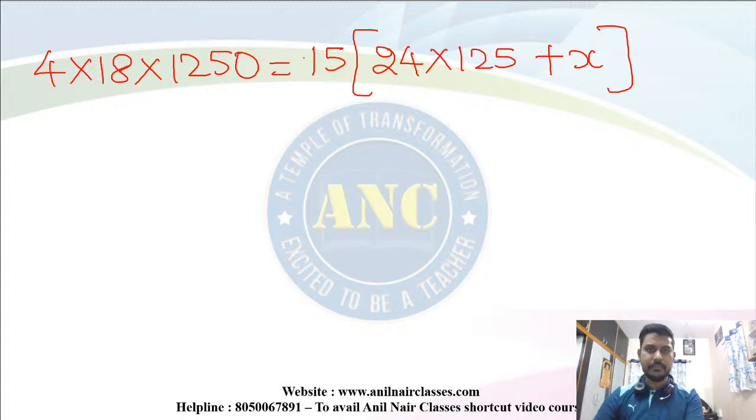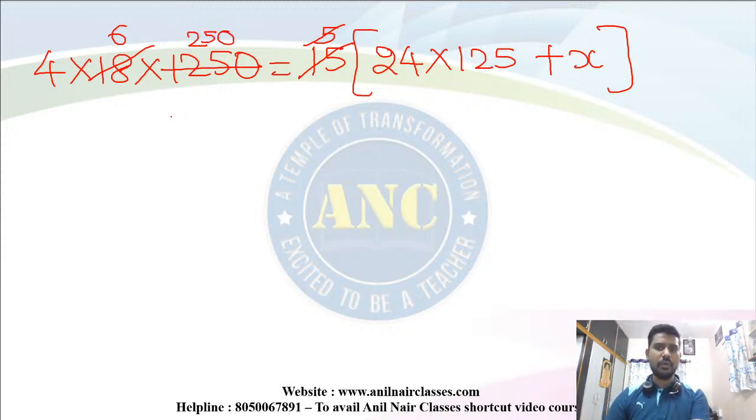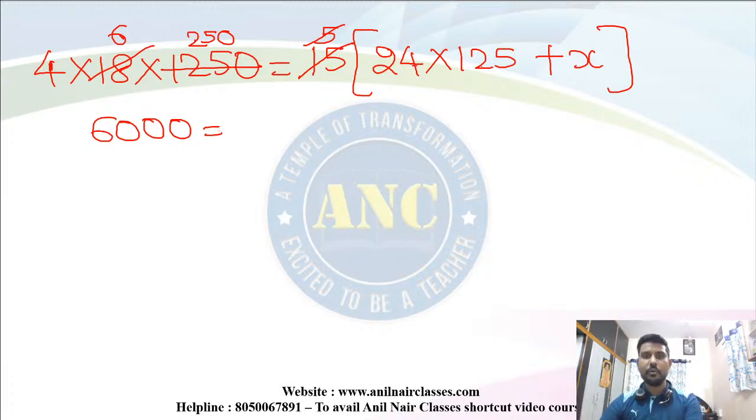Now if I simplify, so 15, what else I can simplify? 3 into 5 is 15, 3 into 6 is 18, and 5 into 25 is 125, 5 into 250 is 1250. So similarly, this is 6 into 4 is 24, or 250 into 4 is 1000. 1000 into 6 is 6000. Left hand side is 6000. Right hand side is 24 into 125.